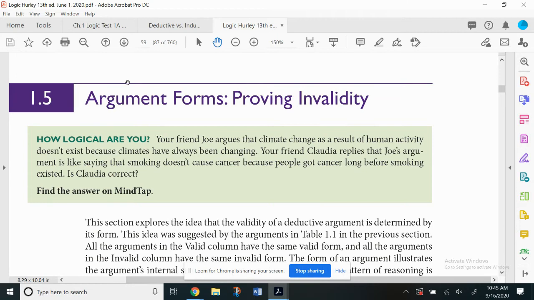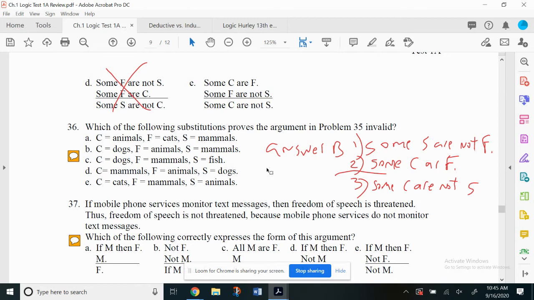What that means is, and this is review now, you're purposely trying to choose one of these examples where premise one is true, premise two is true, and three is absurdly false. That's what you're trying to do. You're trying to prove it invalid.